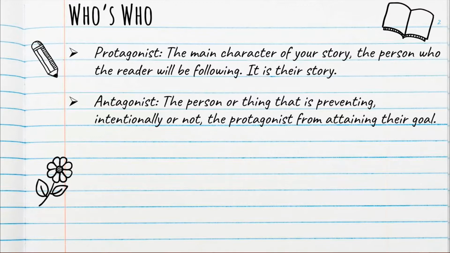The antagonist could be the weather, the location, distance. It could be something that's completely intangible. Maybe it's a disability that the character has. Something that is preventing the protagonist from attaining their goal.